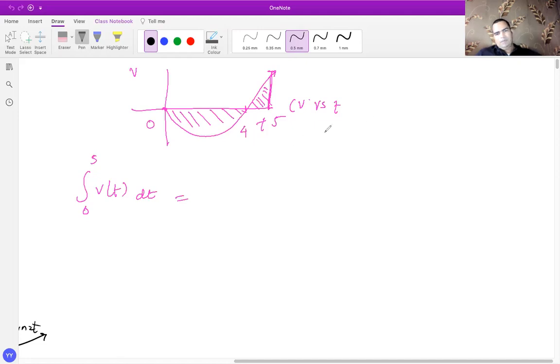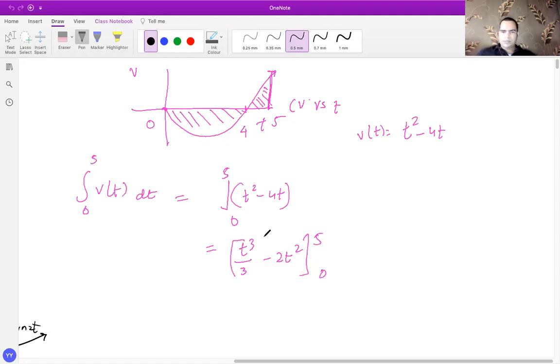So let's say in this case, I assume that the v of t function is t squared minus 4t. If I integrate t squared minus 4t from 0 to 5, we get t cubed over 3 minus 2t squared, because 4t squared over 2 is 2t squared. No need to put a constant because now we are putting in the limits. It'll be 5 cubed, which is 125 over 3, minus 2 times 25, which is 50. If you take the LCM and subtract, we get negative 25 over 3. So the net displacement is negative 25 over 3.